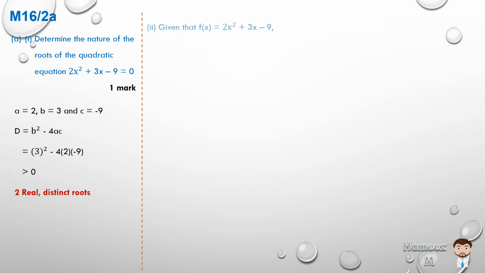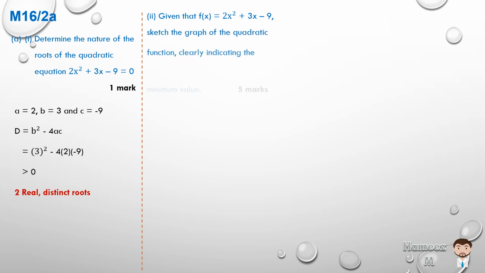Part 2. Given that f of x is equal to 2x squared plus 3x minus 9, sketch the graph of the quadratic function clearly indicating the minimum value. So we can convert this quadratic into a perfect square, and by completing the square, we'll be able to identify the minimum values, which we've done previously in this video, but let's use a different method. If we know f of x is equal to 2x squared plus 3x minus 9, we should be able to find out the roots of the quadratic equation.